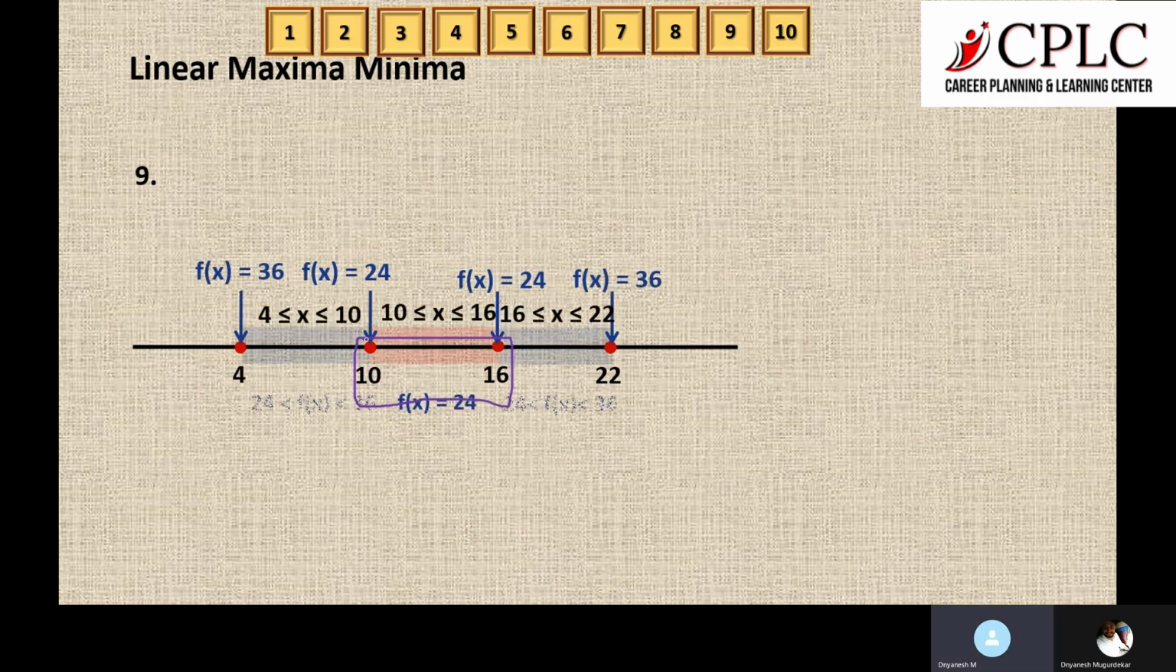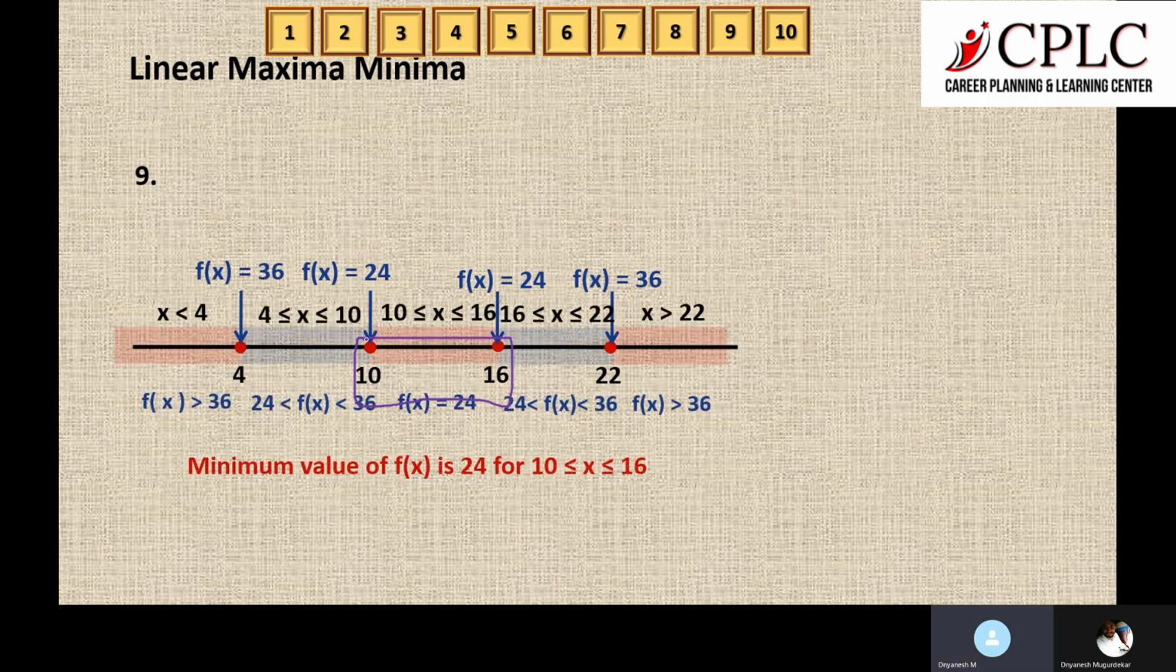So the answer is 24 for this particular question. Even number of modulus, minima happens at the middlemost range of x between 10 and 16, including both of them. Substitute 10, 11, 12, 13, 14, 15, 16, any value. Every time you'll get 24 as the answer. You can verify that in the original expression. That is the rule.